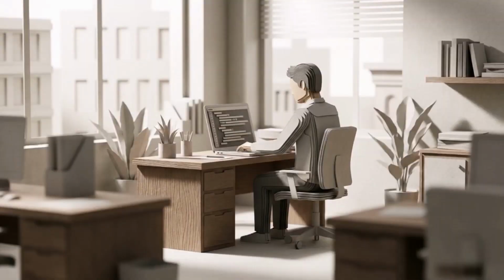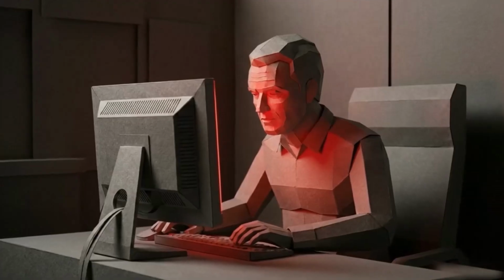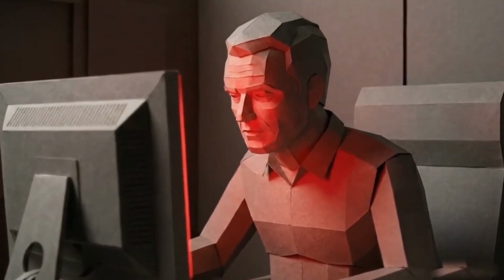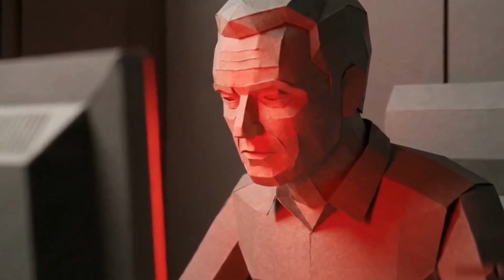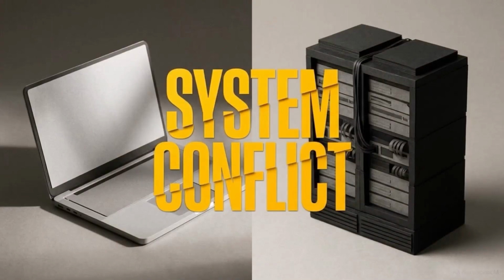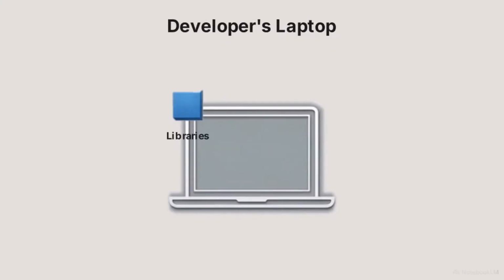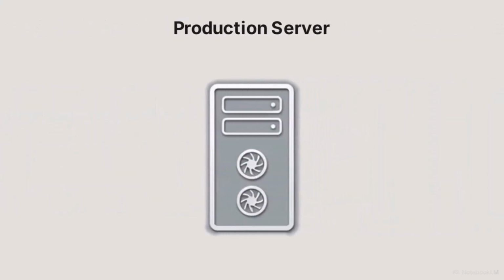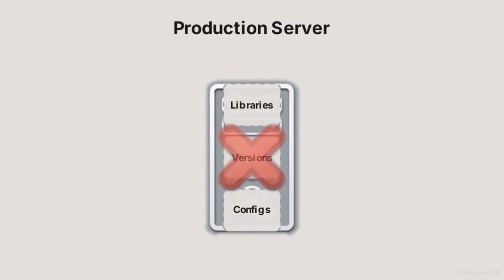A developer writes a piece of code on their laptop and it runs flawlessly. But when they hand over that same code to the testing team or upload it to a live production server, it immediately crashes. The failure usually stems from an environment mismatch. The developer's laptop has a specific set of background libraries, language versions, and configuration files that the production server is missing. Without these exact ingredients, the application cannot function.